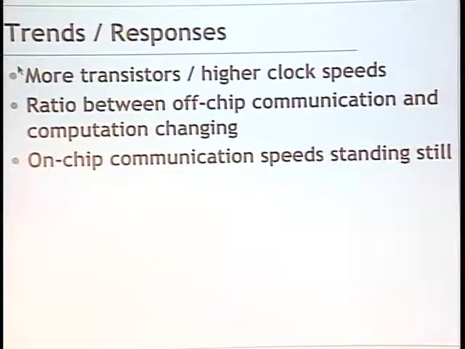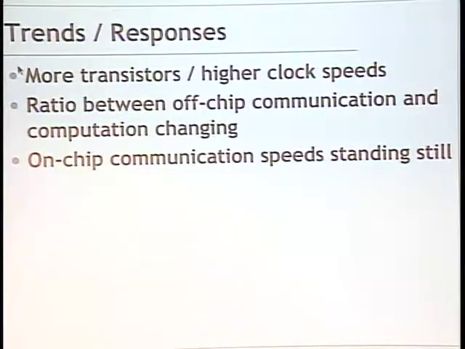We know that we're going to have more transistors and higher clock speeds. We know that we're going to have a lot more capability. The question is, what are we going to do with it? We know that the ratio between off-chip bandwidth and computation is changing in favor of computation. Computation is getting cheaper, and we're going to want to change graphics architecture in response to that trend. We don't get on-chip communication speeding up very much, because chips are getting bigger and it takes a longer number of clocks to get from one side to the other. We don't want to do global communication on chip.